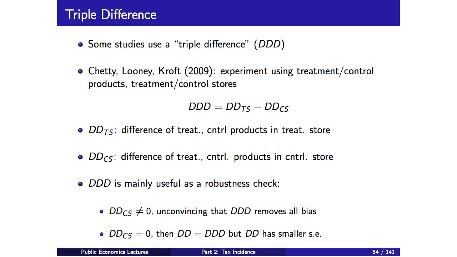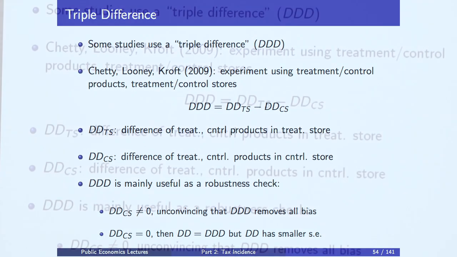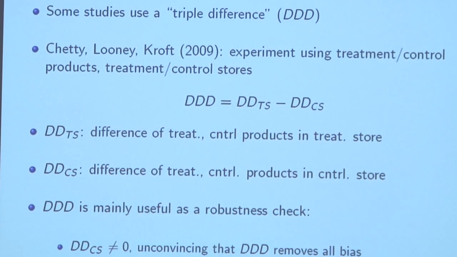So we talked about an example with the grocery stores where we did that, the difference in the treatment stores and then the difference in the control stores, and then formed the triple difference. And as I pointed out there, I see the DDD as mainly being useful as a robustness check. So in the grocery store case, we were reassured to see that this difference in difference was 0. But if it was not 0, I don't think you can really make a convincing argument that the triple difference is removing all the bias.